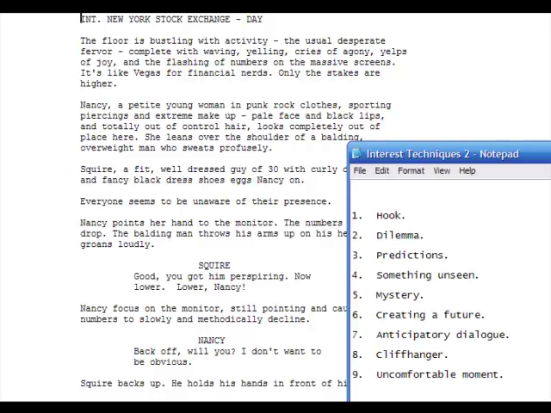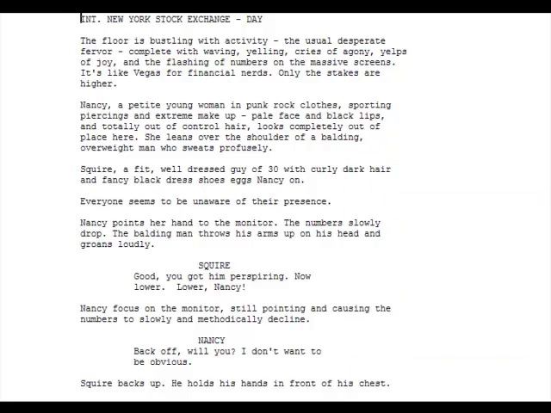Now, just to be clear, these are the interest techniques that we're going to be looking at: hook, dilemma, predictions, something unseen, mystery, creating a future, anticipatory dialogue, cliffhanger, and uncomfortable moment. So let's just start right up here at the top.